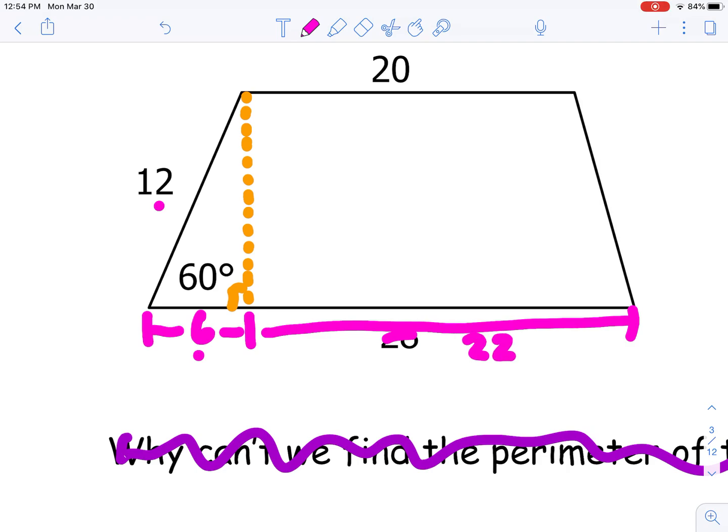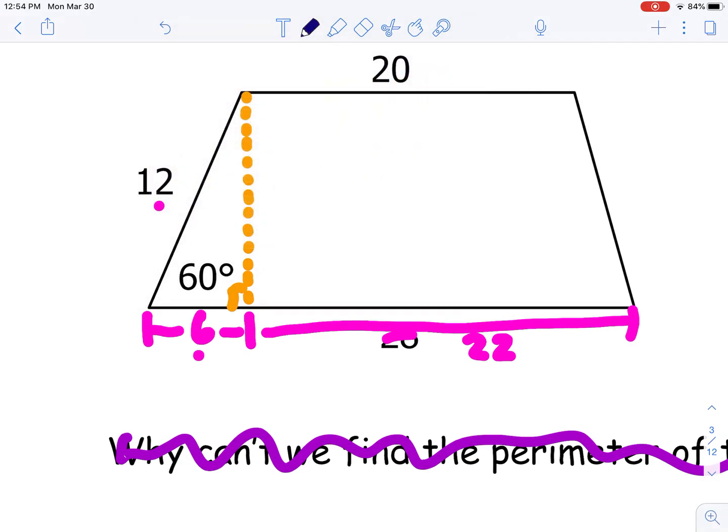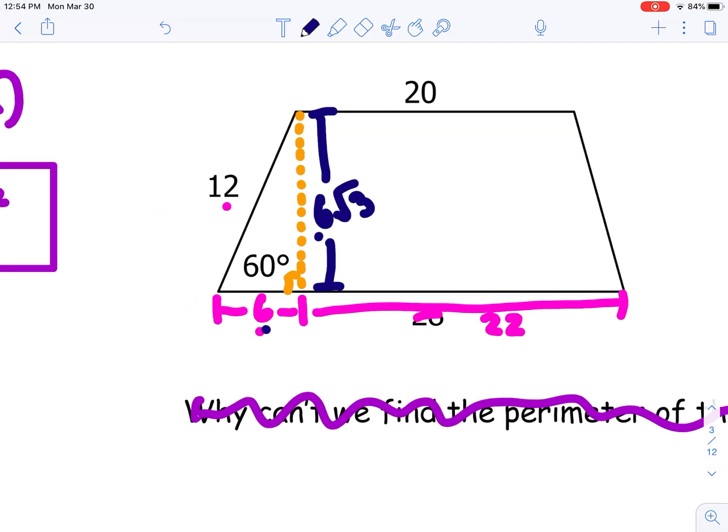Now, I need to know the height of this particular trapezoid to find the area. But again, it's very convenient because to go from my short leg to my long leg, I'm going to multiply. And the factor of change is square root of 3. So my height is 6 square root of 3. Nice. So what's my area?